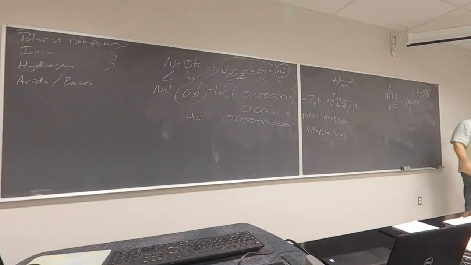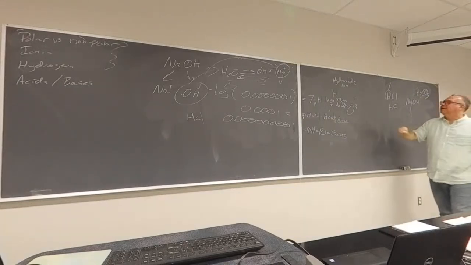H2CO3, carbonic acid, is it an acid or base? Base. So you put this in water, one of the hydrogens pops off, right? You get hydrogen plus the bicarbonate ion, right? It's an acid. This is the acid that's in your fizzy drinks, things like that.